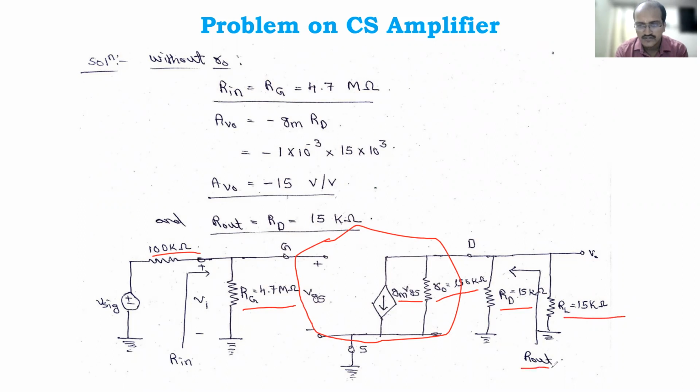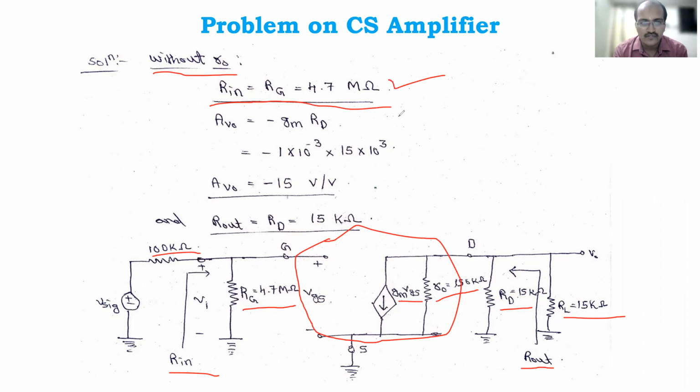That is shown here as it is, and Rin is shown here. This is the same thing we have done, with the values written. In the common source amplifier analysis, we have taken this model. Now, first without R0, we try to calculate the three values. Rin is straight away equal to Rg, which is 4.7 mega ohm. You need to analyze that properly.